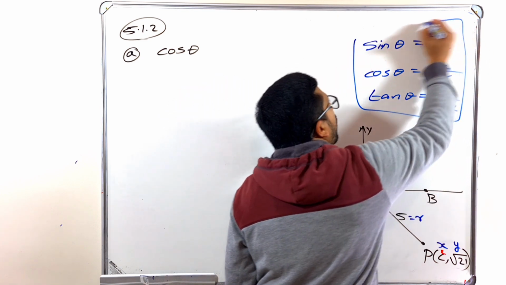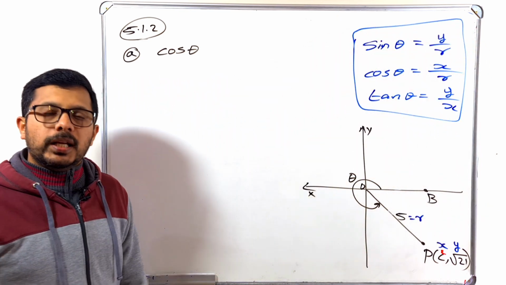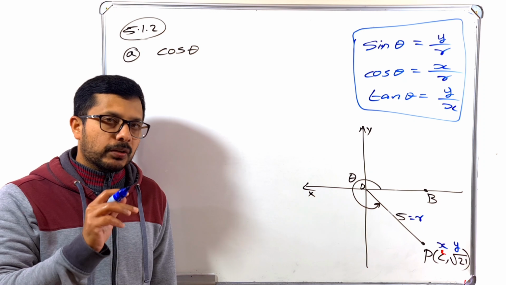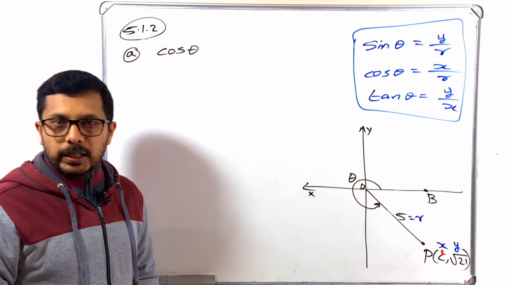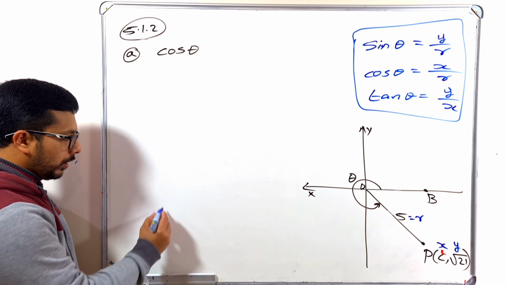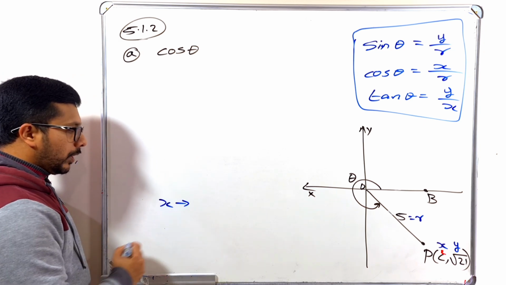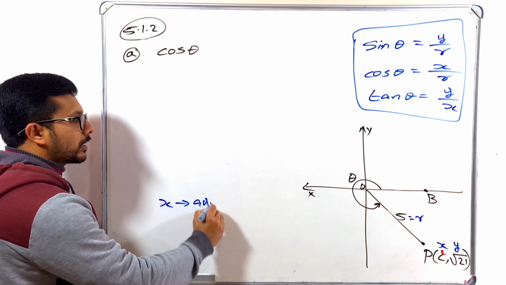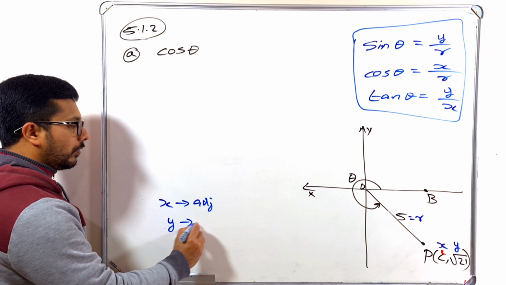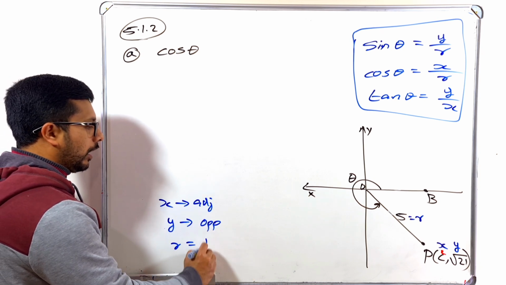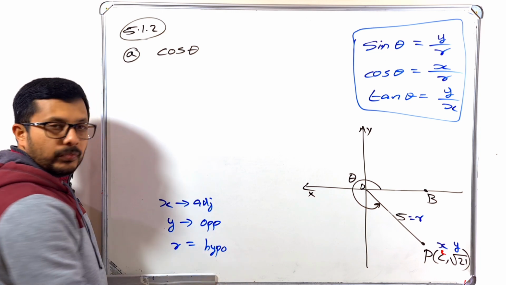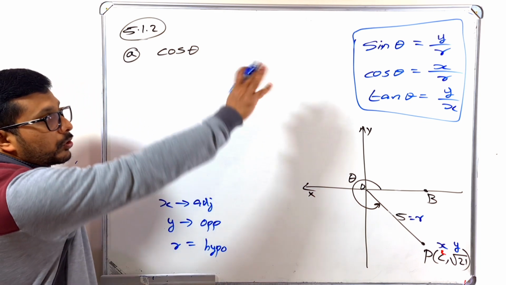So you have to know these definitions without any mistake. Now you are in matric. You studied these definitions in grade 10, am I right? The only thing is you have to remember that x stands for the adjacent side, y stands for the opposite side, and r stands for the hypotenuse.